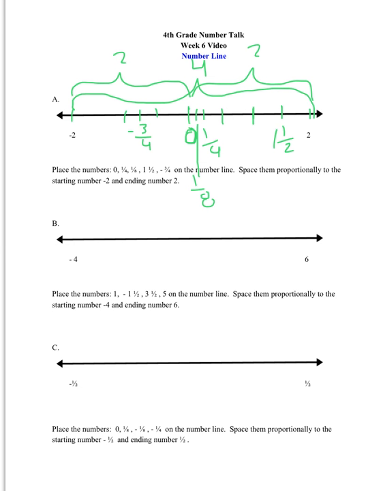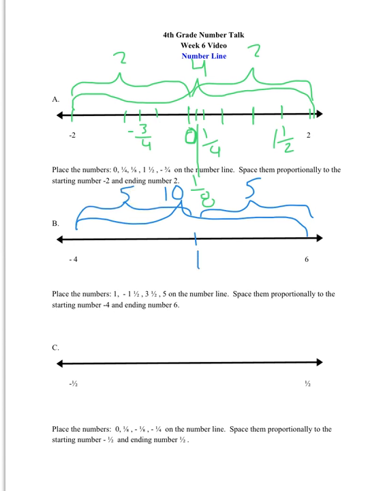Let's look at the next one. You are going from a debt of 4 to 6. So again, if we think about the distance from those two numbers, that's a total of 10 units. So then halfway in between them would be 5 units here and 5 units here, which puts us at 1.